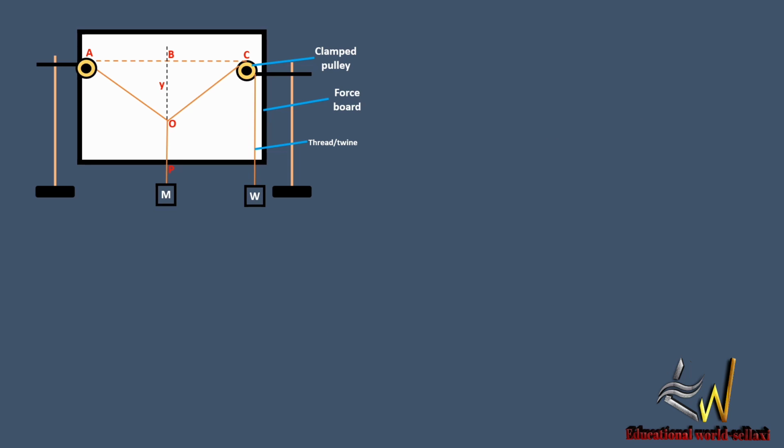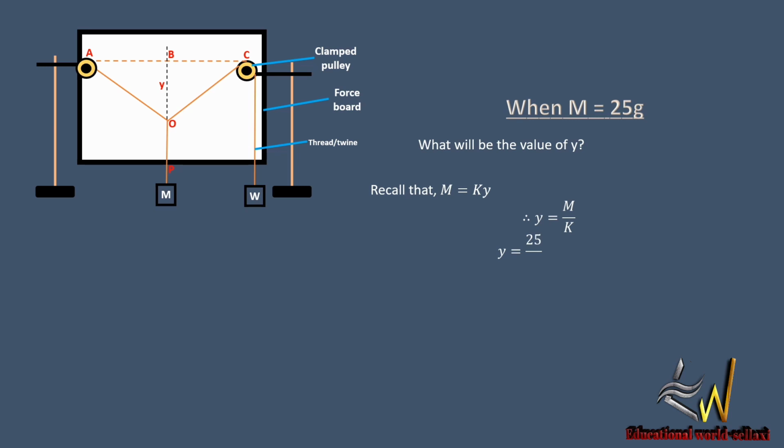So when we are done with the tracing, we move over to a new white paper when m is equal to 25 gram. Following the same procedure, we'll have to look for the value of y. So we record that m is equal to ky and y is equal to m over k. So simplifying for y here, y is equal to 2.5 centimeters.